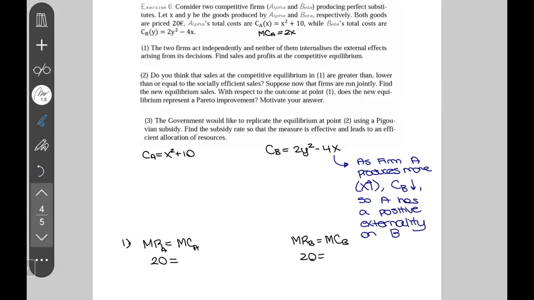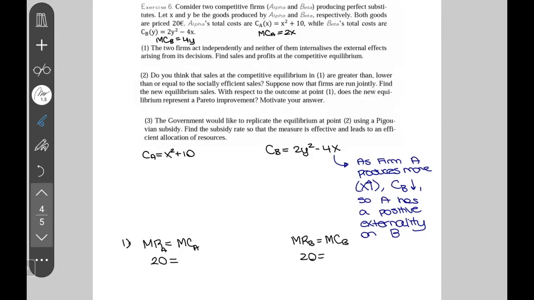For the other firm, B is producing Y, so its marginal cost only depends on its own production, meaning that we're going to derive with respect to Y, so it's a partial derivative. So you're always deriving with respect to the firm's own quantity. And that means that the 4X is going to be treated as a constant if we're deriving with respect to Y. And so we're going to end up with just 4Y.